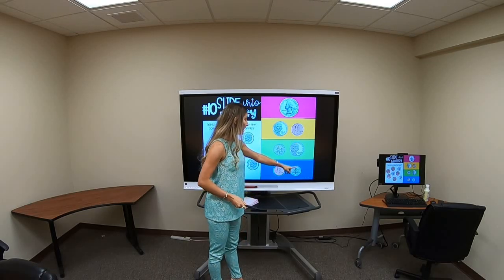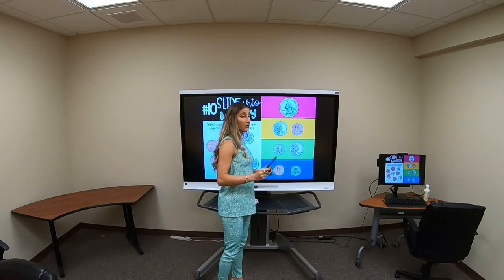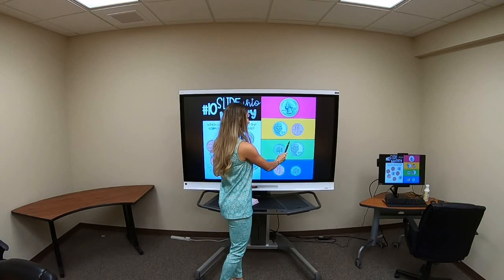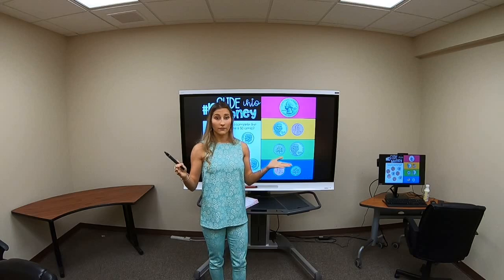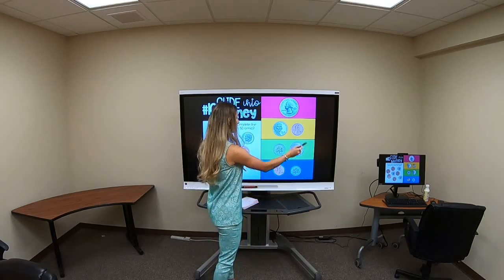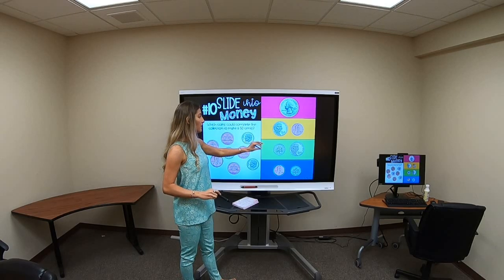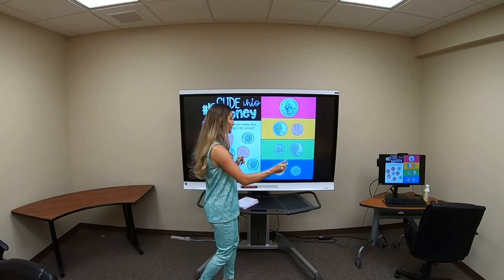Okay, let's go to the bottom one. We have a dime and a penny. 10 plus 1 is 11, still not 15. So let's look at this green one right here. We have a dime and a nickel. 10 plus 5, 15. That's going to be your answer right here, because that's how many cents you needed. You had 35. You needed 15 more to get to that 50.